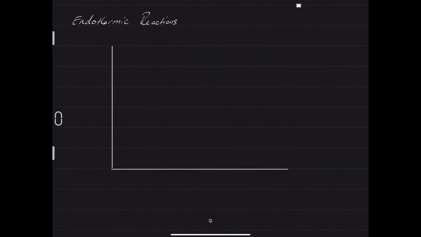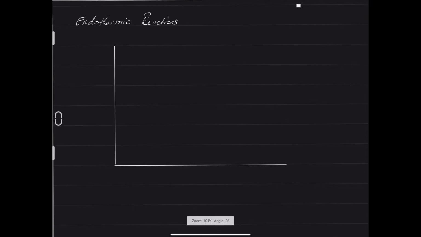Now we're going to look at the endothermic reactions and how to represent them on energy profile diagrams. Before we start, I want you to put the subheading and get your axes drawn as well. I want you to pause the video here and quickly label these axes first on your piece of paper. Okay, so you should have the axes like this.